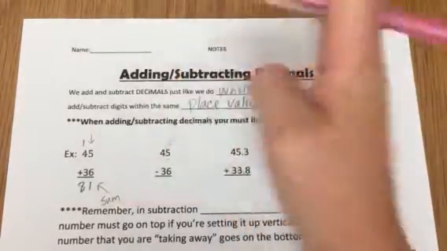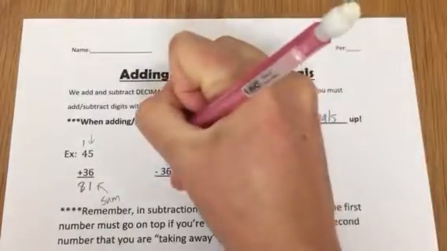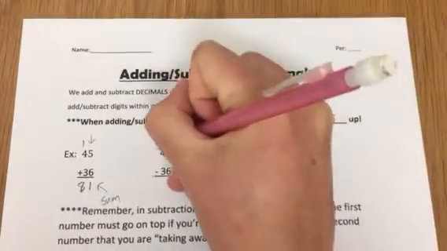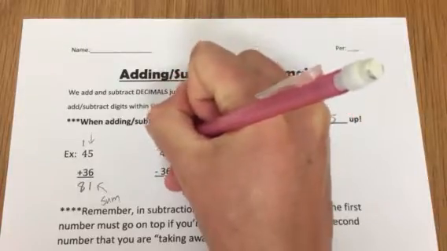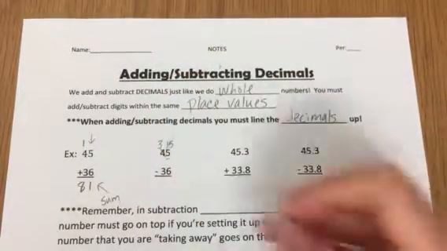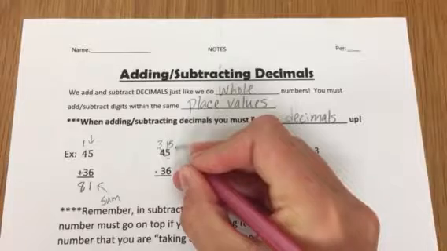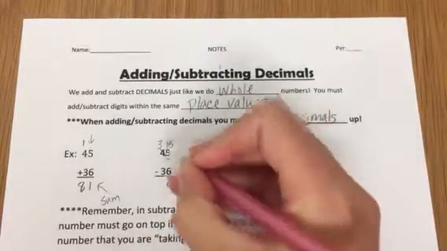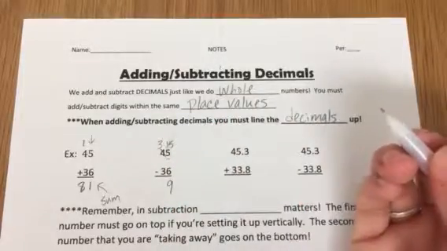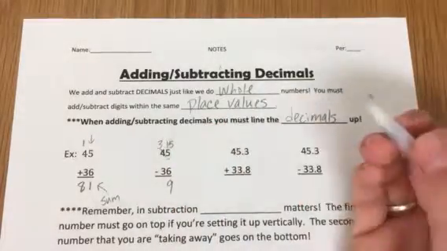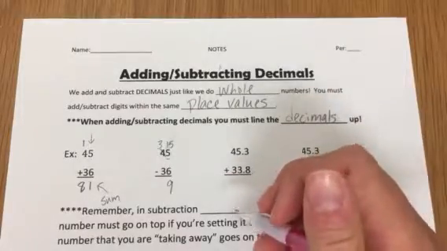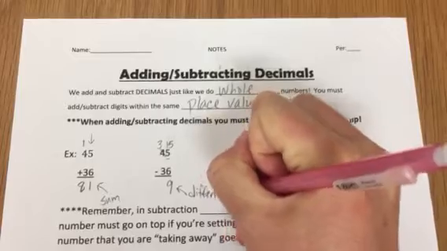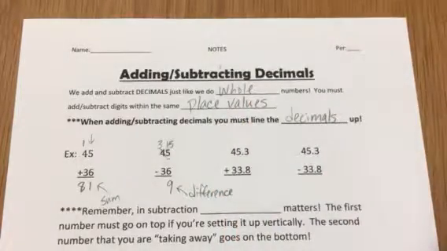So let me go ahead and move this arrow so it's not distracting. So we're going to borrow a set of 10, which now knocks this down to 3 sets of 10. And we're going to bring that set of 10 over here, and this becomes 15 units. Now we can take the 6 units away from the 15 units. 15 minus 6 gives us 9. 3 minus 3 gives us 0. So 3 sets of 10 minus 3 sets of 10 is 0. So we now have found our difference of 9. And again, difference is the answer to a subtraction problem.